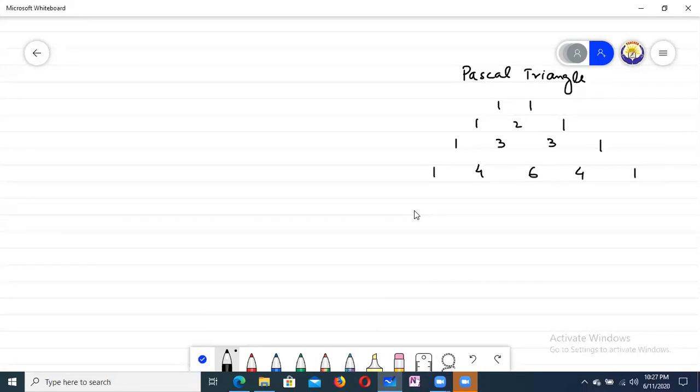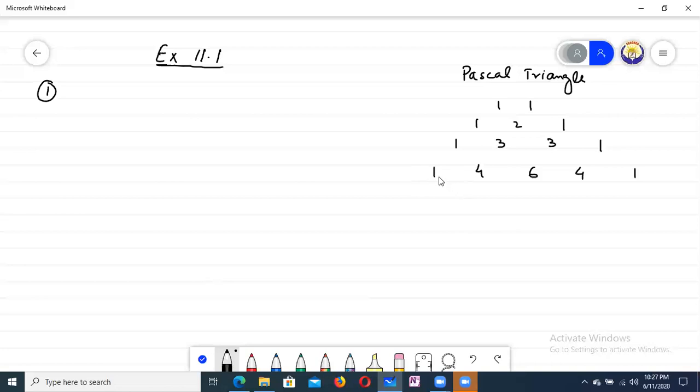Today we will apply this triangle in different types of problems. Now we are going to start exercise 11.1. In exercise 11.1, the first question is question number 1. Write down the 6th and the 7th row of the Pascal triangle.